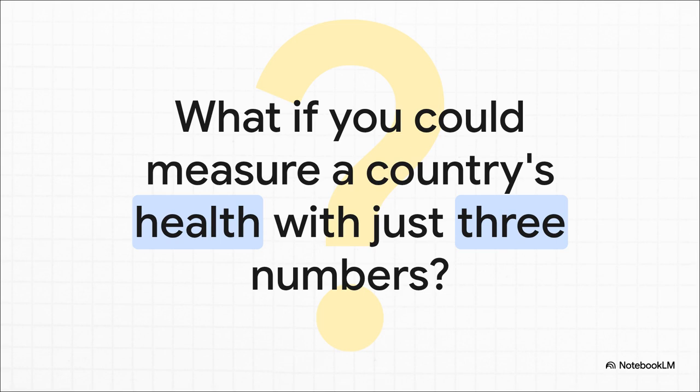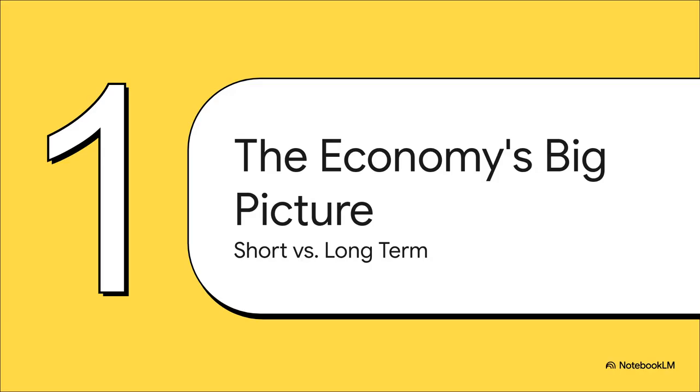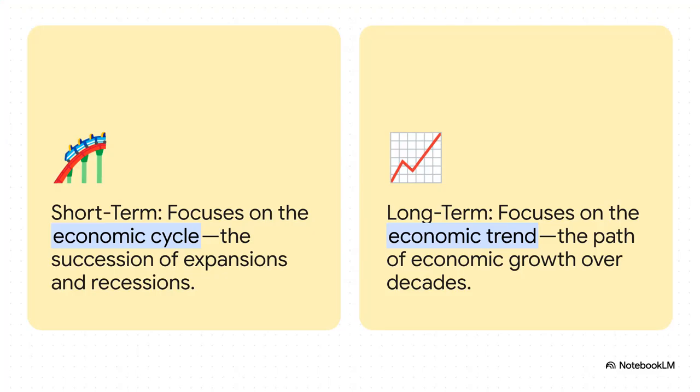Okay, let's dive in. All right, so to get our heads around this, you have to understand that economists basically look at the economy through two completely different lenses. It's like they're using two different clocks, one for the short term and one for the long term. So on one hand, they're looking at the short-term stuff. This is all about the economic cycle, the booms and the busts, the recessions we hear about on the news all the time. But then they zoom way out to see the long-term trend. And that's the slow, steady path of growth that happens over decades, the kind of thing that shapes the world our kids and grandkids will live in.